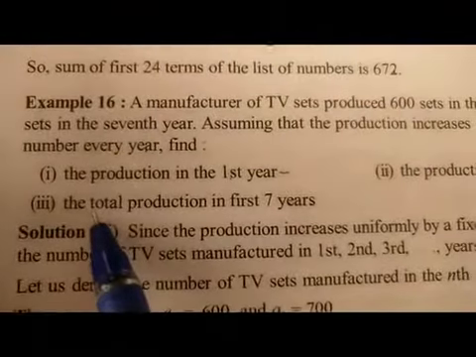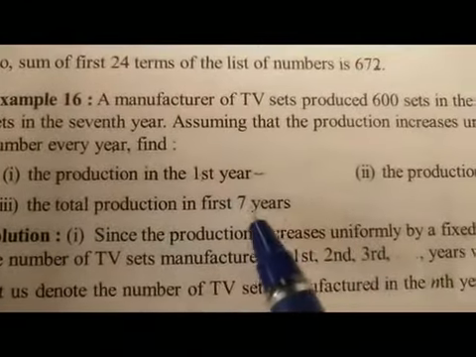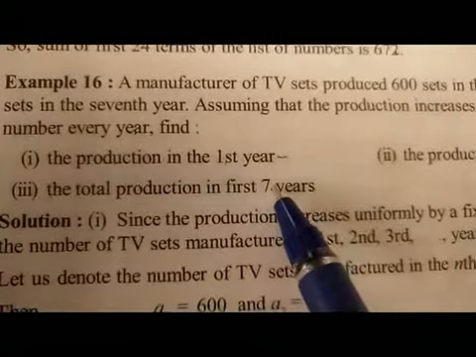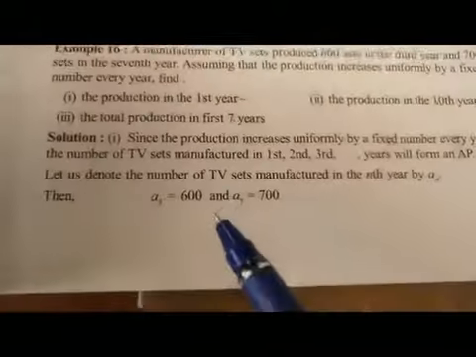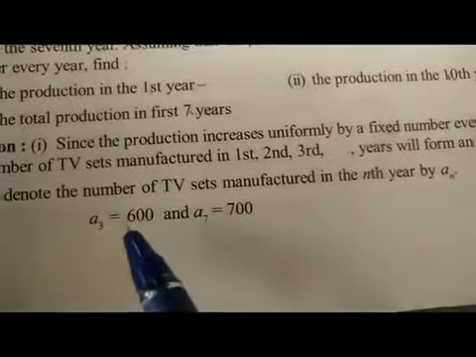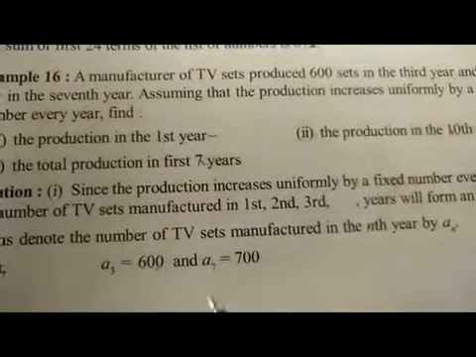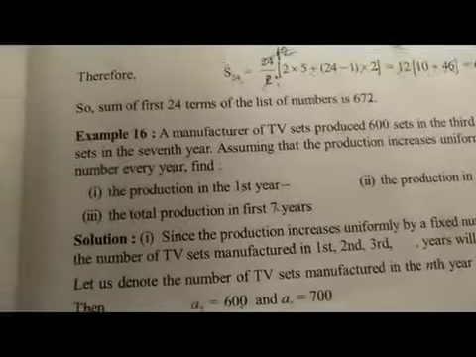Now total means the sum of 7 years, that is S7. S7 you can find using Sn = n/2 × (2a + (n − 1) × d). Now you have to go here. a3 is equal to 600 because the third year is 600 sets, and the 7th year is 700 sets. So a3 is 600, a7 is 700.